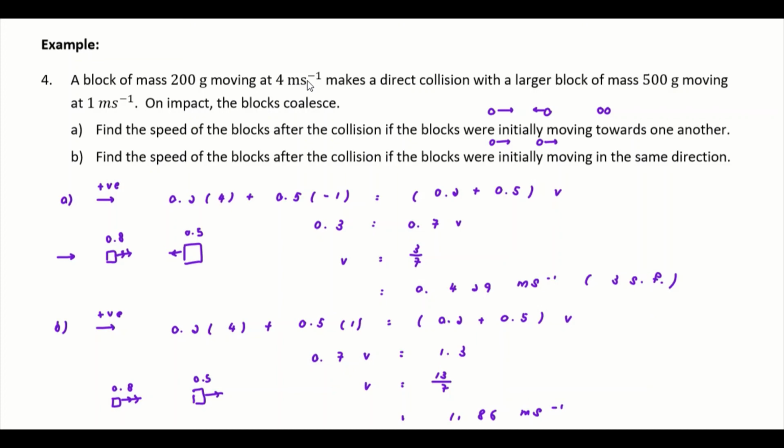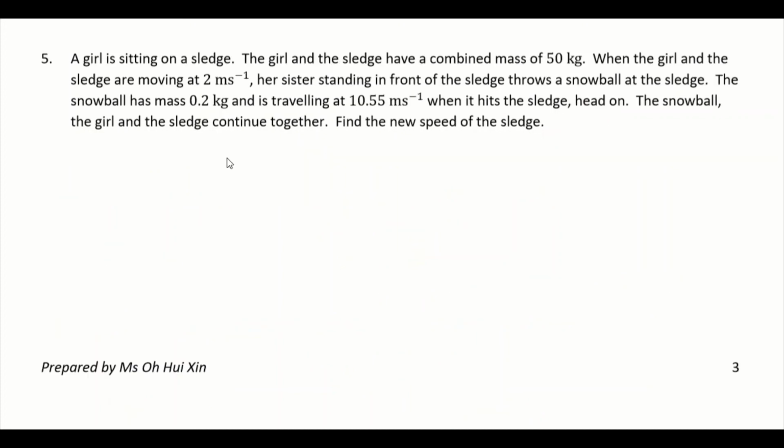So let's look at number 5. A girl is sitting on a sledge. The girl and the sledge have a combined mass of 50 kg. When the girl and the sledge are moving at a velocity of 2 meters per second, the sister standing in front of the sledge, I try to indicate the sister, throws a snowball at the sledge. So this is the snowball. Obviously she throws it towards the sledge, not in this direction.